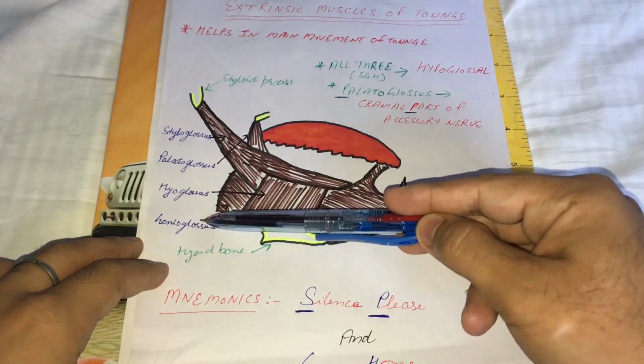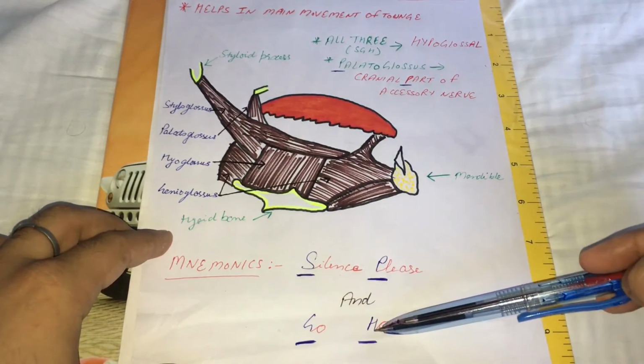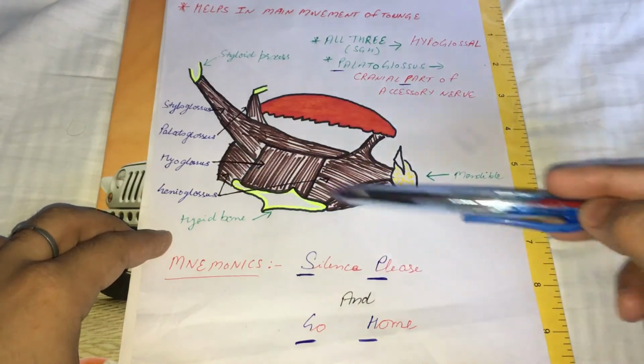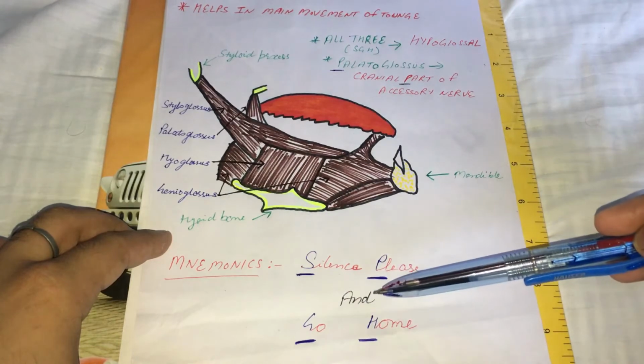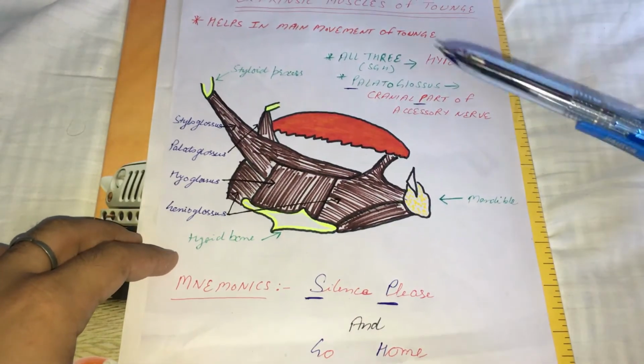So for remembering, I have made a mnemonic, that is "silence please and go home". S stands for stylo, P stands for palato, G stands for genio, and H stands for hyoglossus. Clear? Now coming to each muscle one by one.